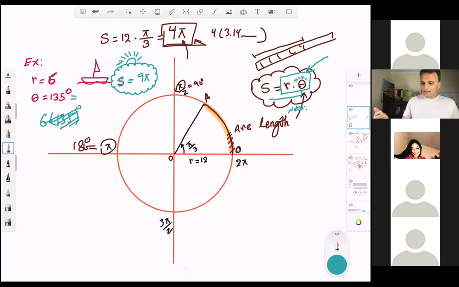radians. Is it pi over 4? Very good. It's 3 pi over 4. 3 pi over 4. That's okay. It's spring break. We had so much fun.